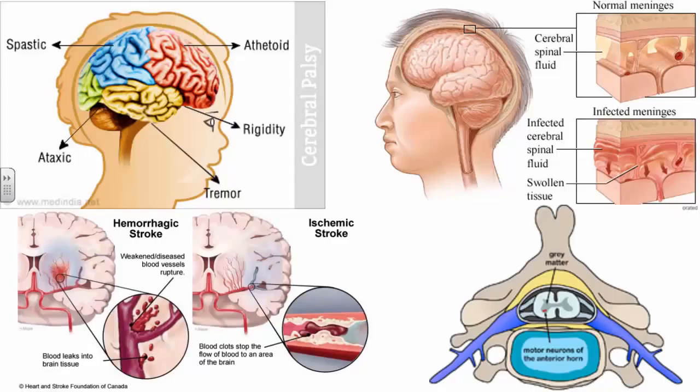Okay. This is showing the effects of a stroke, and again, it could be due to hemorrhaging, to bleeding in the brain, where blood vessels rupture due to some underlying weakness, or it could be due to blood clots stopping the flow of blood. And this diagram is just showing the various motor neurons that can be affected by polio.